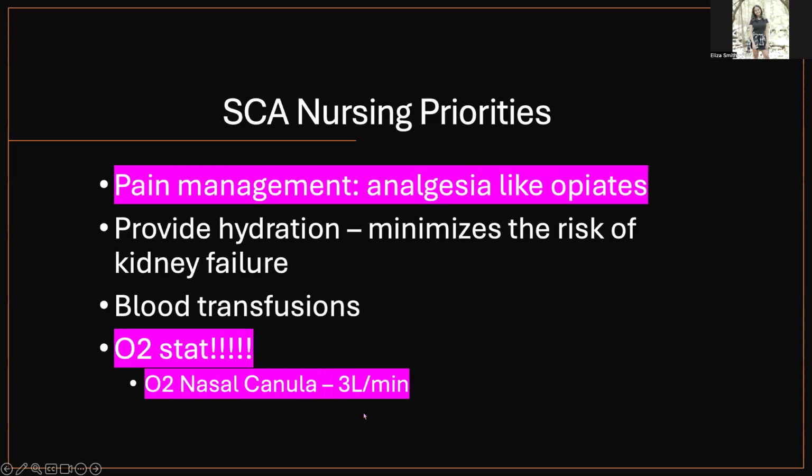Some priorities for this condition is pain management, and we can treat sickle cell anemia with analgesia like opiates. Now, hydration is super important because this is going to minimize the risk of kidney failure that can be associated with the disorder. Sometimes you might need to do blood transfusions because the cells are so badly misshapen and oxygen is not being carried properly. And the priority assessment is going to be the oxygen saturation. If it is low, you can give nasal cannula oxygen at 3 liters a minute.